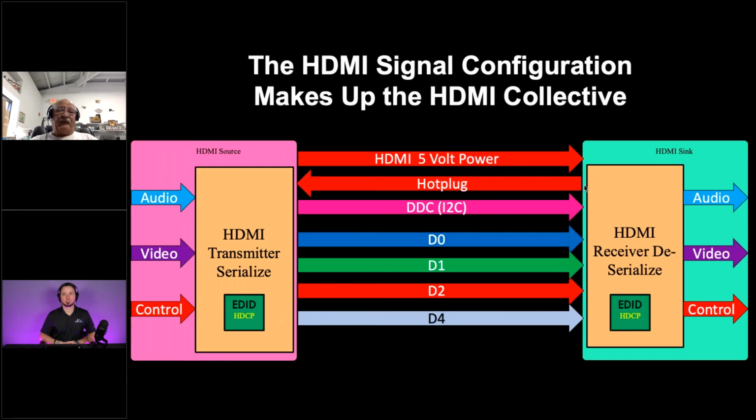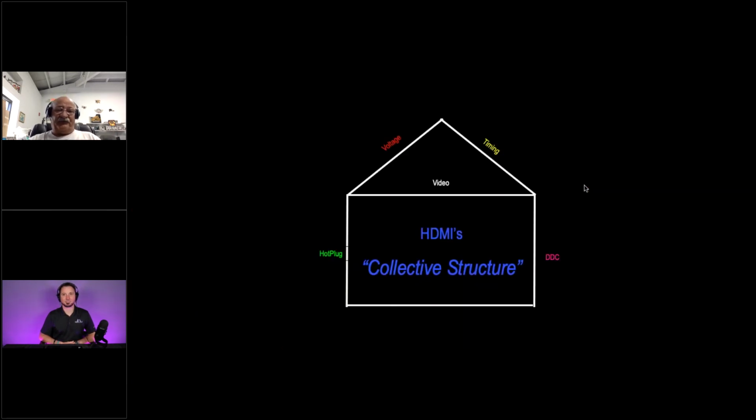I call it the HDMI collective. This whole interface is the HDMI collective, and it all comes down to the HDMI house. So I call this the collective. So you see, we have voltage as part of the roof, and timing, and video's the main beam, and all this stuff. You just take one of these out, and you're gone.